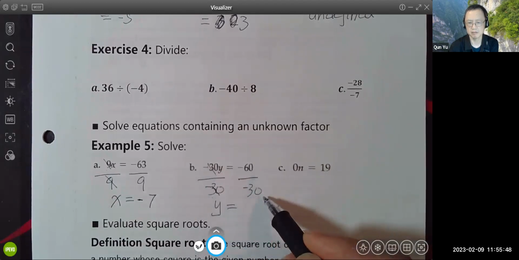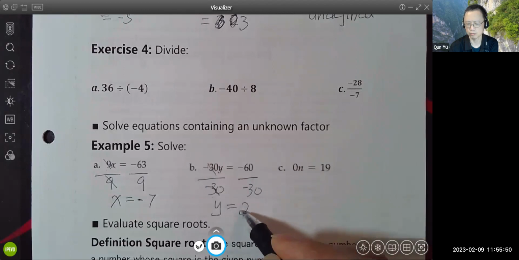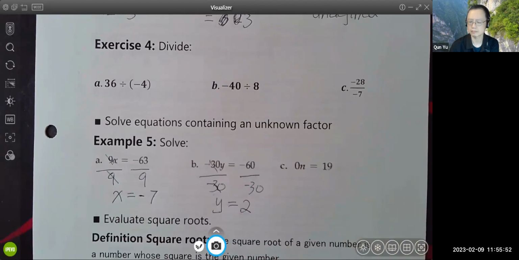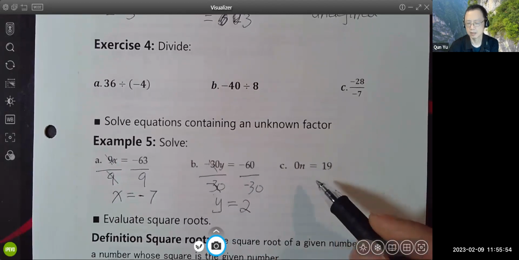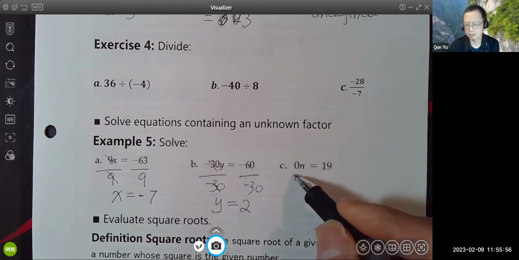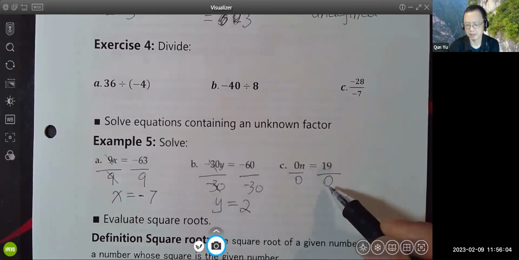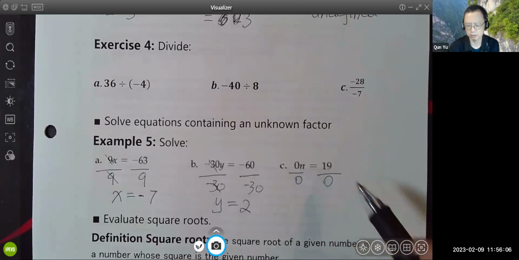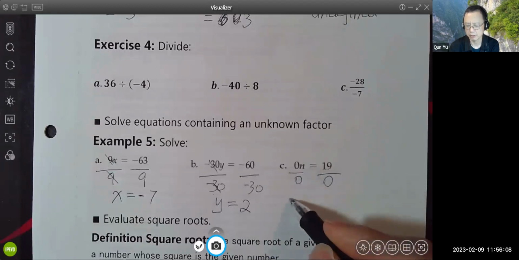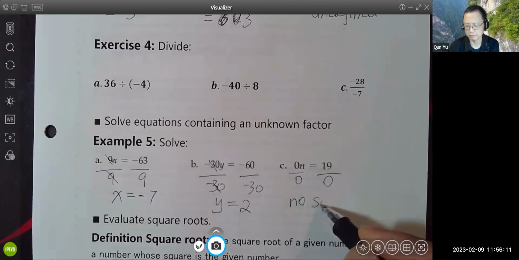Negative divided by negative is positive. So the answer is 2. Next one: in order to get rid of 0, we would have to divide by 0, just like in the previous two questions, right? But we cannot divide by 0. And for this equation, we don't say it is undefined. We just say no solution.